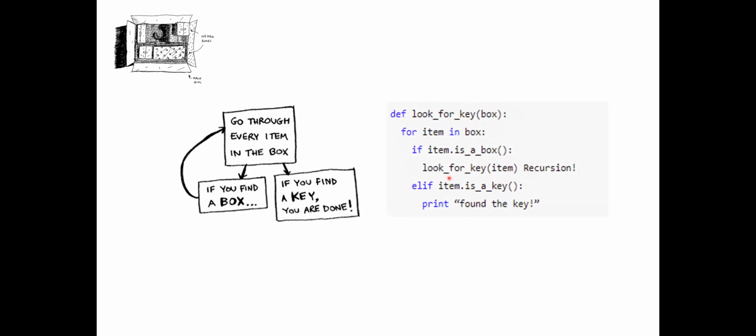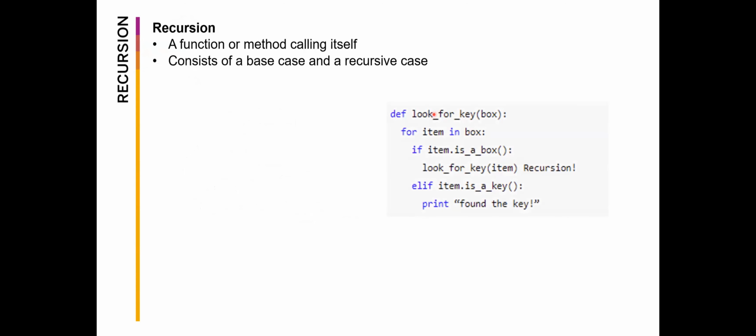So at this line, this is where recursion is happening, because we are again triggering the same function while being inside the function, while the function is still executing. That is recursion, where the function is calling itself. As you can see from that example, we have the look for key function, and while we execute look for key, we are again calling it.